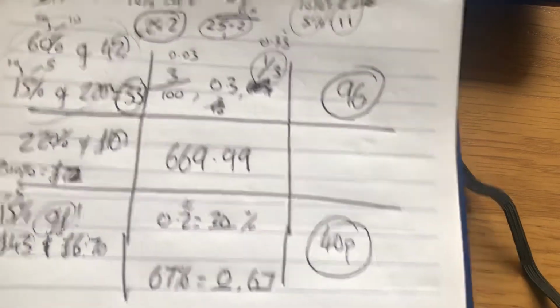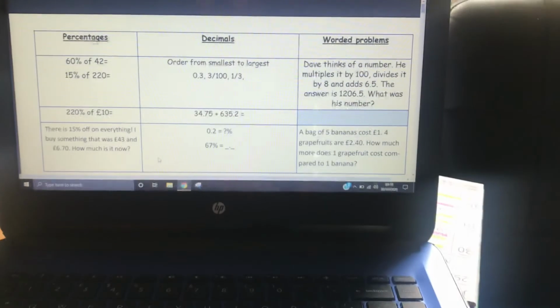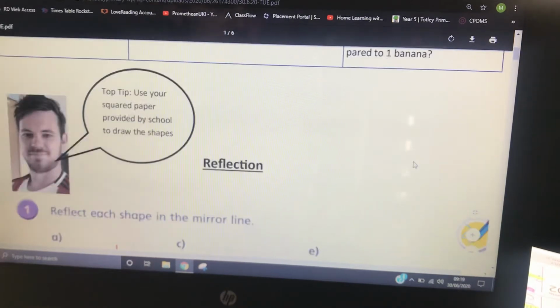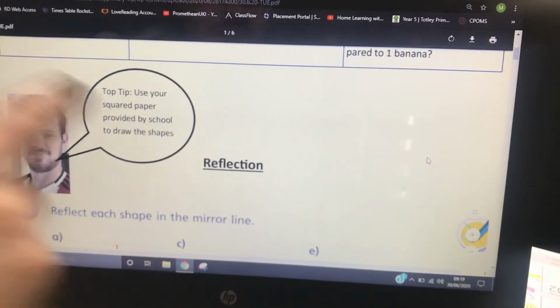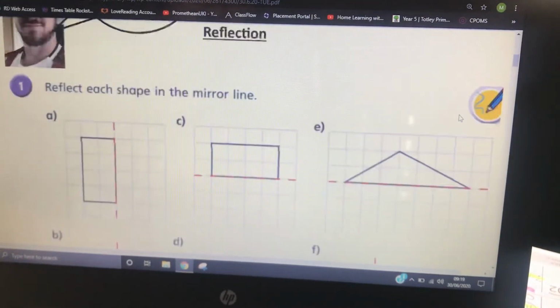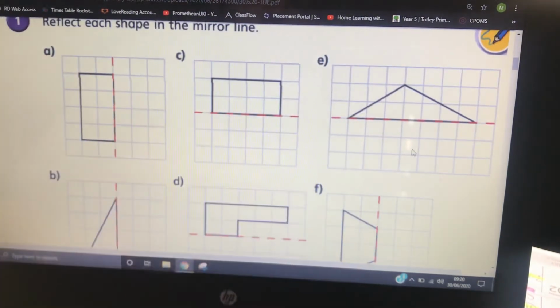Okay, right. And then just a quick look at what you're doing today. Obviously I'm not going to go through the answers because you've got the answer sheet with you, but it's looking at a little bit of reflection. There's my handsome face telling you what to do. For this one, get your squared paper that you got from school. If you haven't got any, there's maths books at the front desk. Go fetch one.